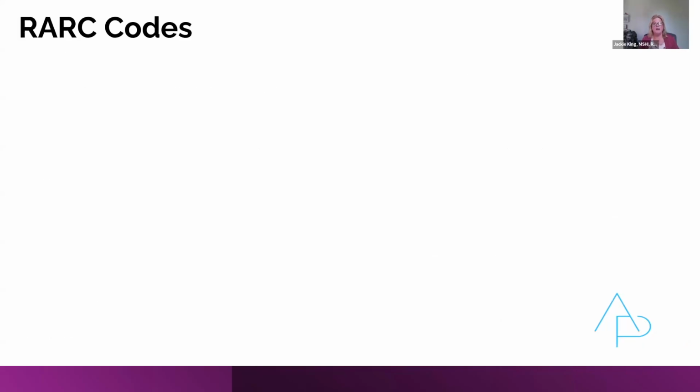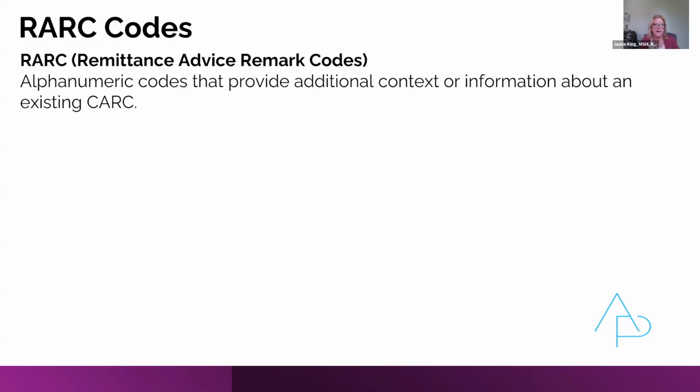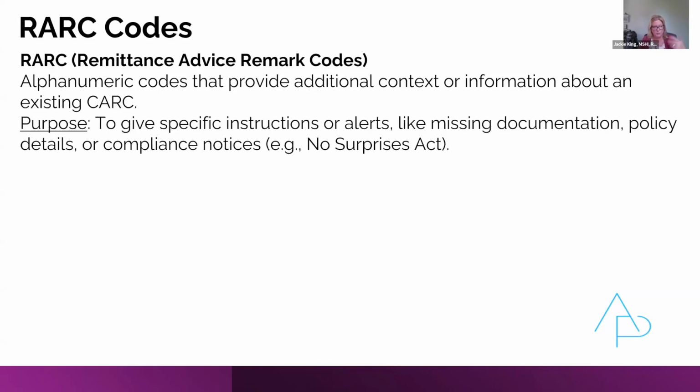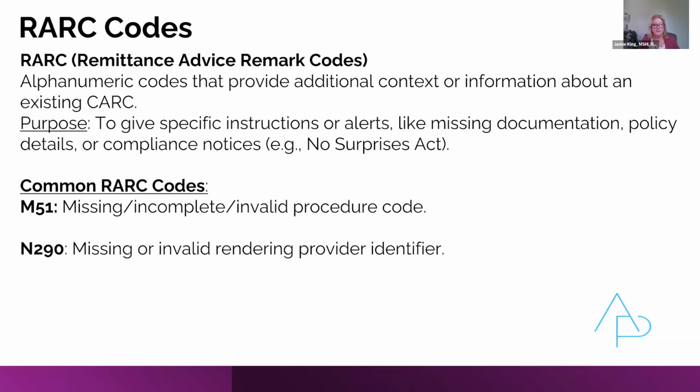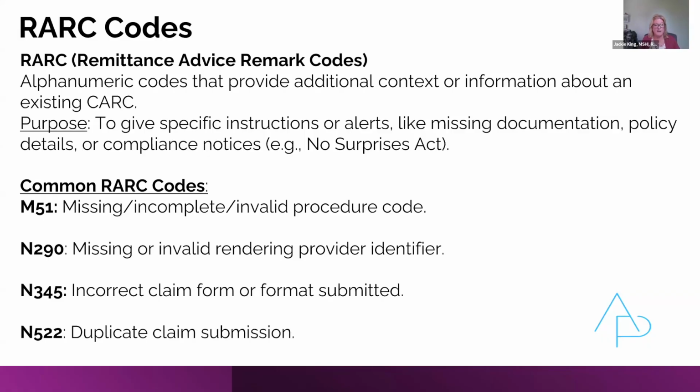And then we have a set of RARC codes, remittance advice remark codes, which add a little bit more on why or what to do next. So check this policy link, or you're missing a modifier. They are codes that give you some more context, to give you specific instructions. Common RARC codes: a missing, incomplete, or invalid HCPCS or CPT code, missing or invalid provider ID, incorrect claim form or format submitted, or a duplicate claim. So those are your RARC codes.